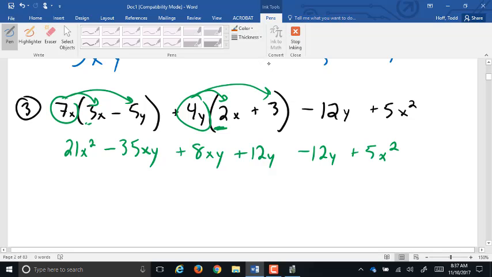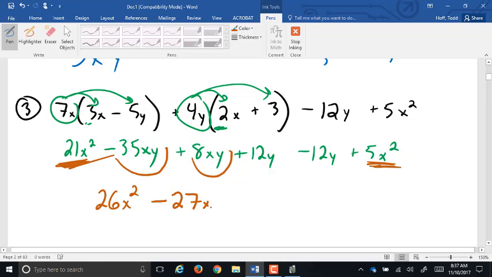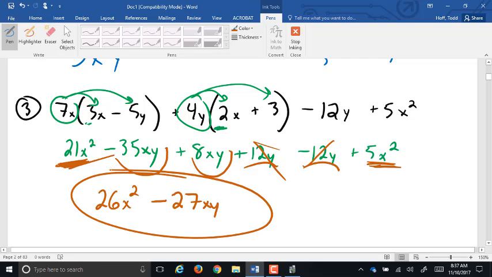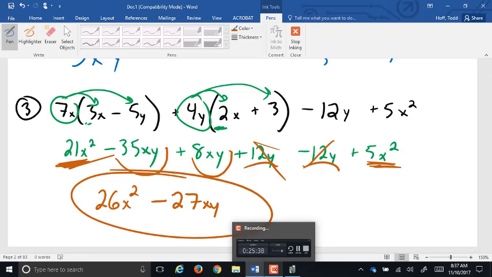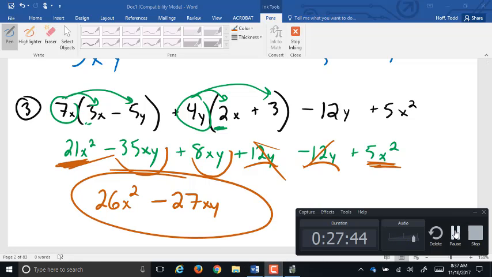Are we done? No, what do we have to do? Anything we can combine with the 21x squared? 5x squared. They're both positive, that's 26x squared. How about the negative 35xy? 8xy makes it a negative 27xy. 12y, negative 12y. There it is. Any questions?